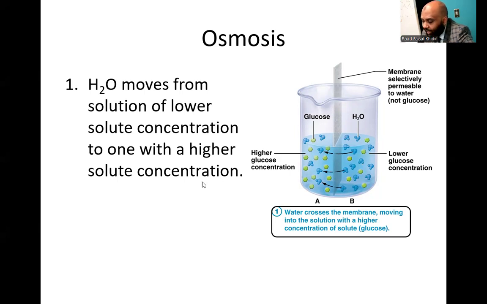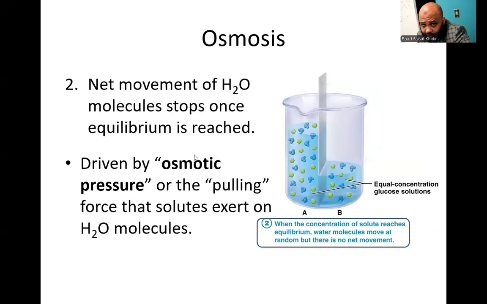That is known as one of the properties of water. Water has high specific heat capacity. Water is a versatile solvent. It dissolves most of the substances. So water moves from a solution of lower solute concentration to one with higher solute concentration. You see what happened with osmosis? All of the water flowed from one area to the other to dilute glucose.